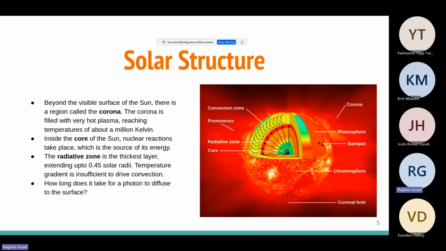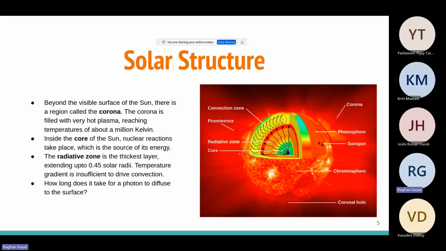So, first of all, let's talk about the corona. The corona is essentially what we find beyond the visible surface of the sun. It is filled with extremely hot plasma, reaching temperatures of near about 1 million Kelvin. Now, this will sound contradictory given the fact that the surface of the sun is at a very low temperature, and I'm saying that the corona is, in fact, at temperatures of millions of Kelvin. Now, this is a very interesting apparent contradiction that can be explained by solar physics as well.